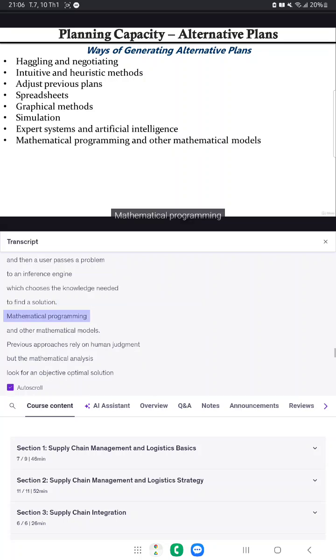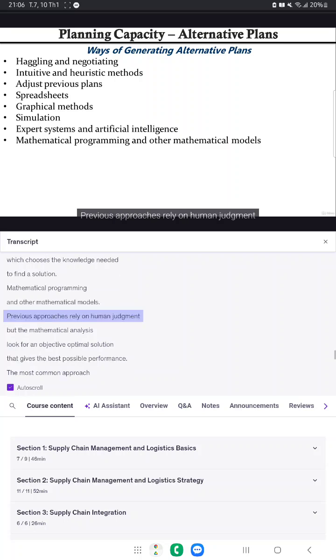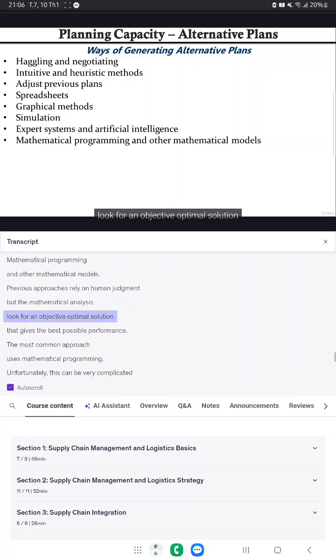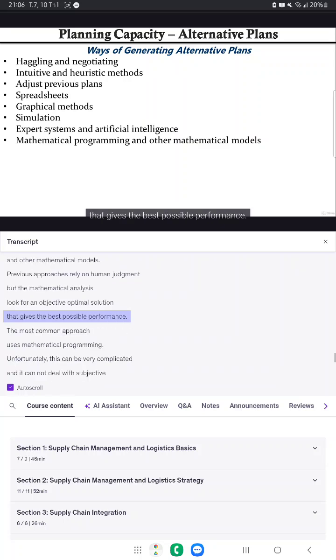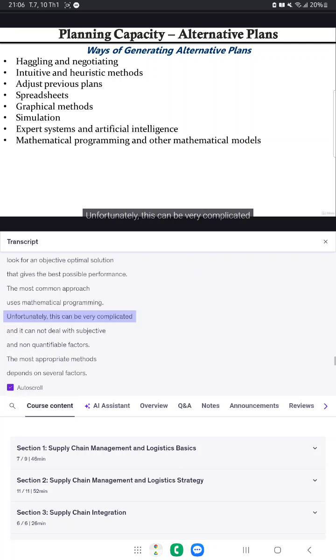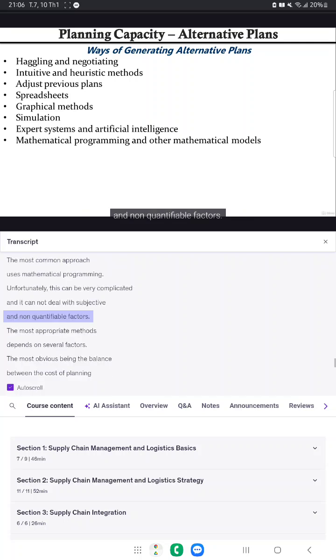Mathematical programming and other mathematical models. Previous approaches rely on human judgment, but the mathematical analyses look for an objective optimal solution that gives the best possible performance. The most common approach uses mathematical programming. Unfortunately, this can be very complicated and it cannot deal with subjective and non-quantifiable factors.